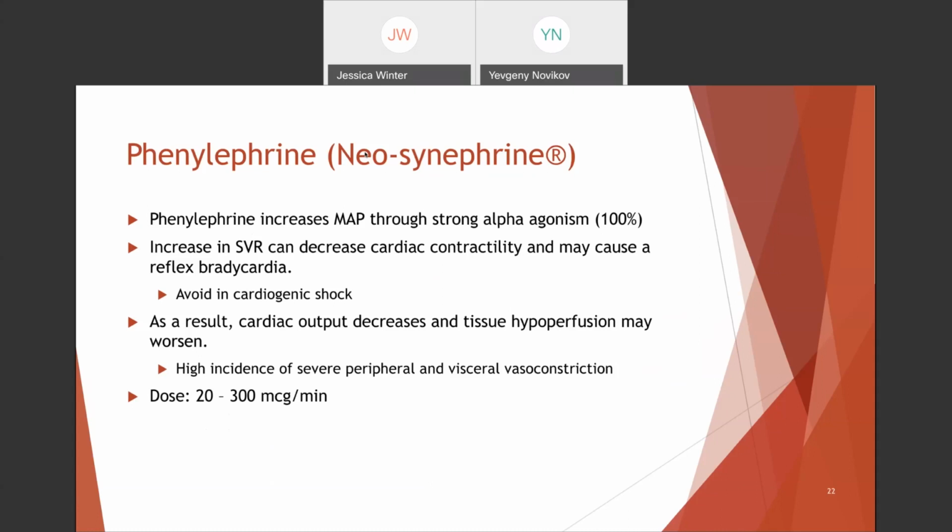However, when you give it to your patient, like I kind of discussed before, it can increase your afterload. And if your heart is not able to compensate over that increased afterload, you see a reflex bradycardia with the administration of phenylephrine. So that's why it's really not a great agent in cardiogenic shock when your myocardium might already be not as strong as it should be.